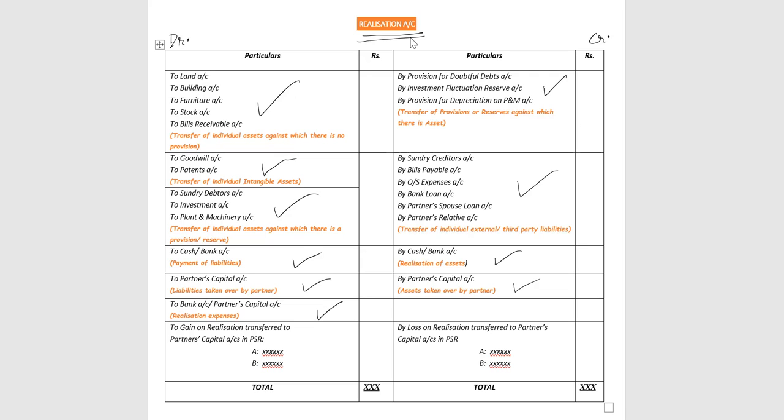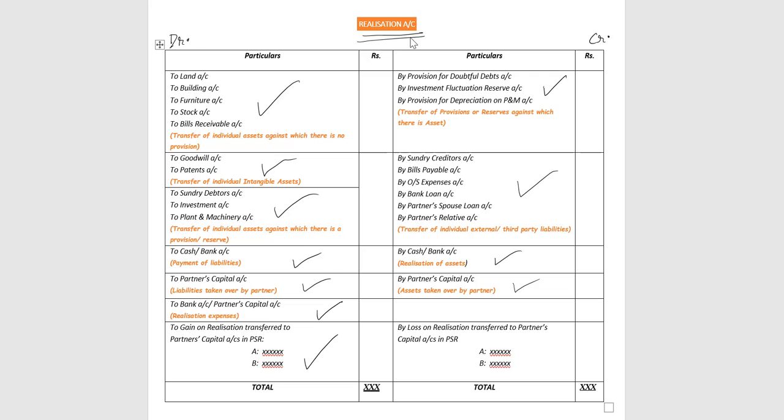After this, we need to transfer the gain or loss on realization to the partner's capital accounts in profit sharing ratio. Where the credit side is greater than the debit side total, it implies a gain on realization, and we will write to gain on realization and transfer it to the partner's capital accounts in profit sharing ratio.